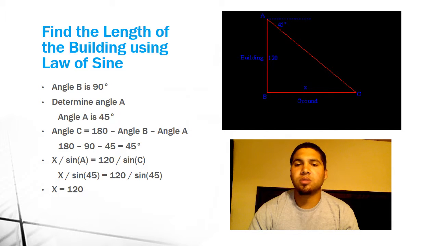We can now use the law of sine to determine the length of the building. Labeled ground: the length of the building divided by sine of angle A equals 120 divided by sine of angle C. Upon completion of this calculation, one can determine that the length of the building is 120 feet.